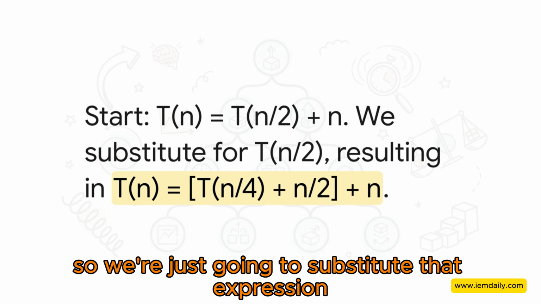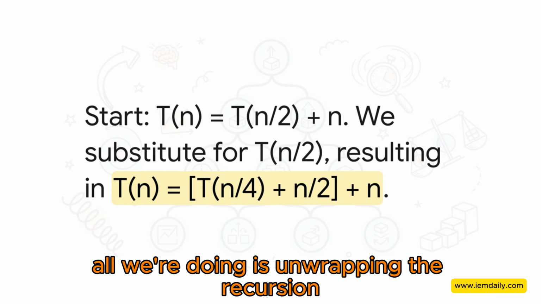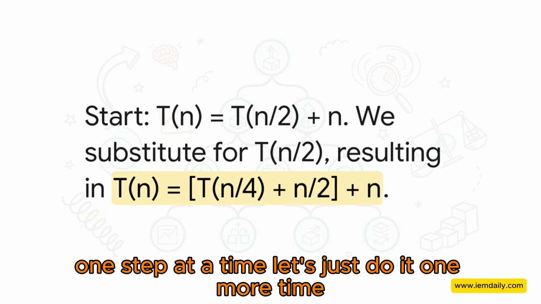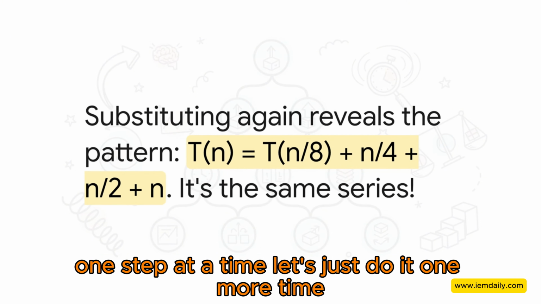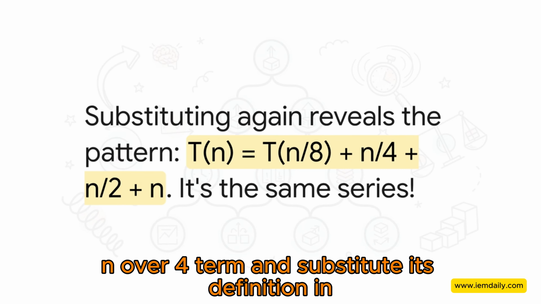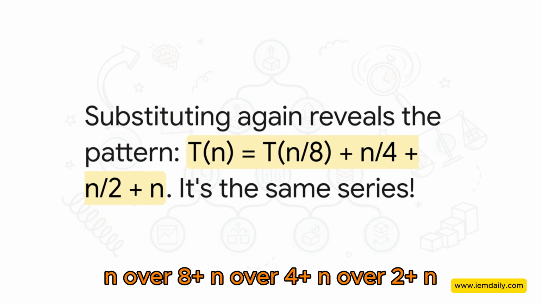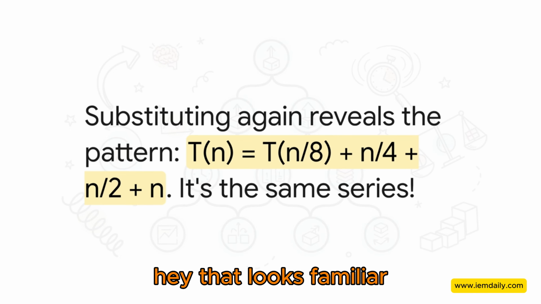So, we're just going to substitute that expression back into our original equation. All we're doing is unwrapping the recursion, one step at a time. Let's just do it one more time so the pattern becomes crystal clear. We take that T of n over 4 term and substitute its definition in. And what do we get? We get T of n is equal to T of n over 8 plus n over 4 plus n over 2 plus n. Hey, that looks familiar.